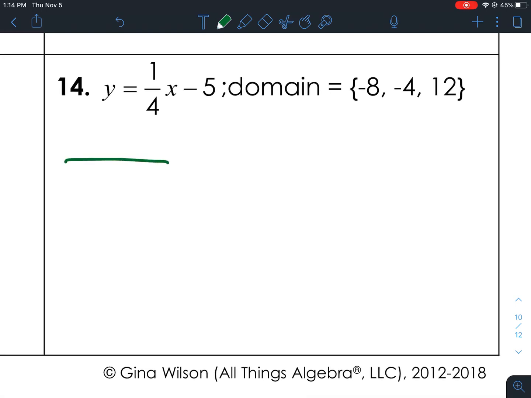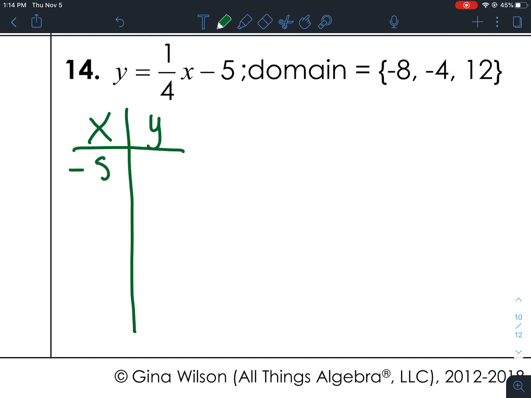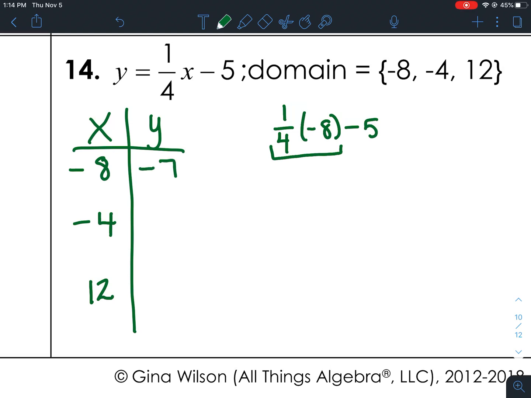All right, fractions, yes. So once again, we have our x's and our y's. And for our domain, this time we're going to have -8, -4, and 12. So 1/4 times -8 minus 5. Please, again, do not hesitate to plug these in your calculator. No big deal, no shame. We get -7.